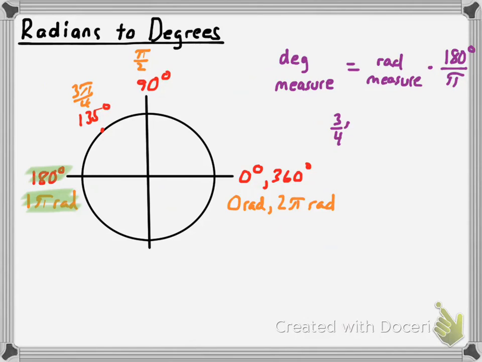pi, or 3 pi over 4, times 180 degrees over pi. And in this case, we can do a little cancellation, right? Those pi's will cancel out. The 4 goes into 180 45 times, goes to 1. So we have 3 times 45, or 135 degrees. So just multiply any radian measure by 180 over pi, and that will change it to degrees.